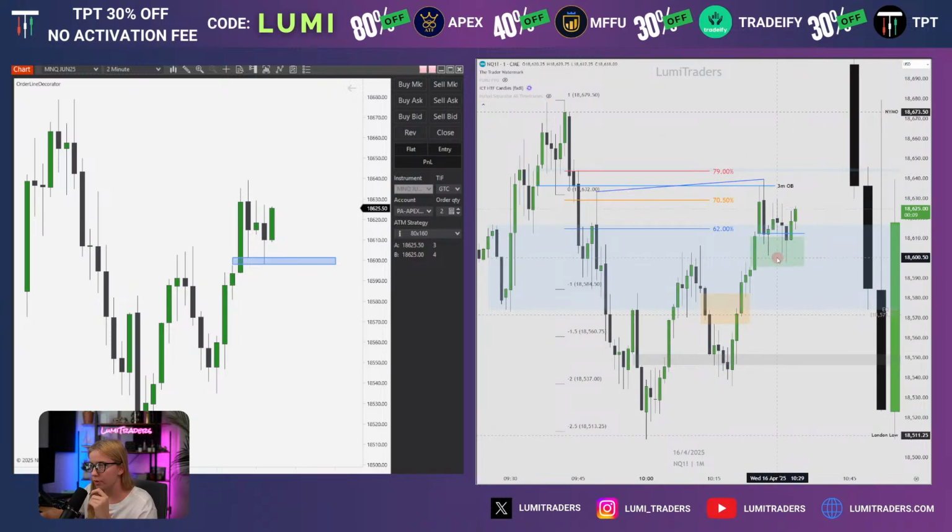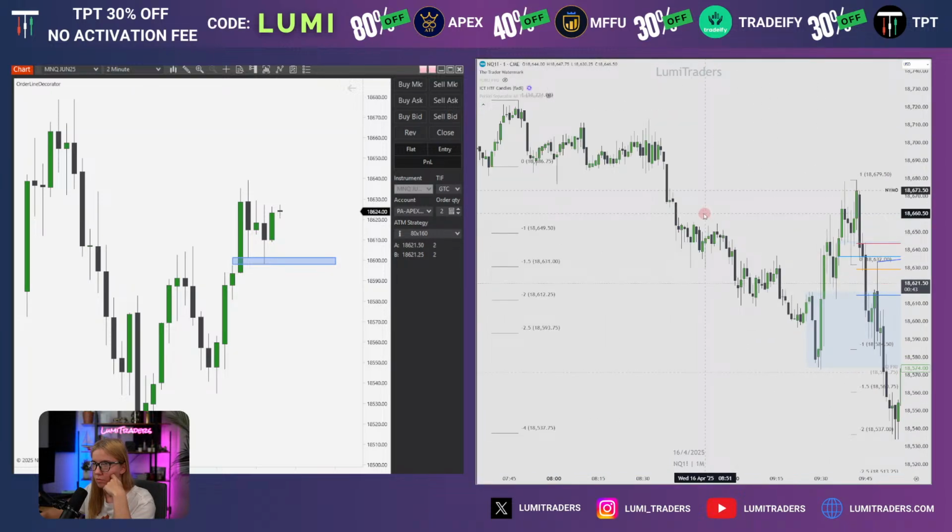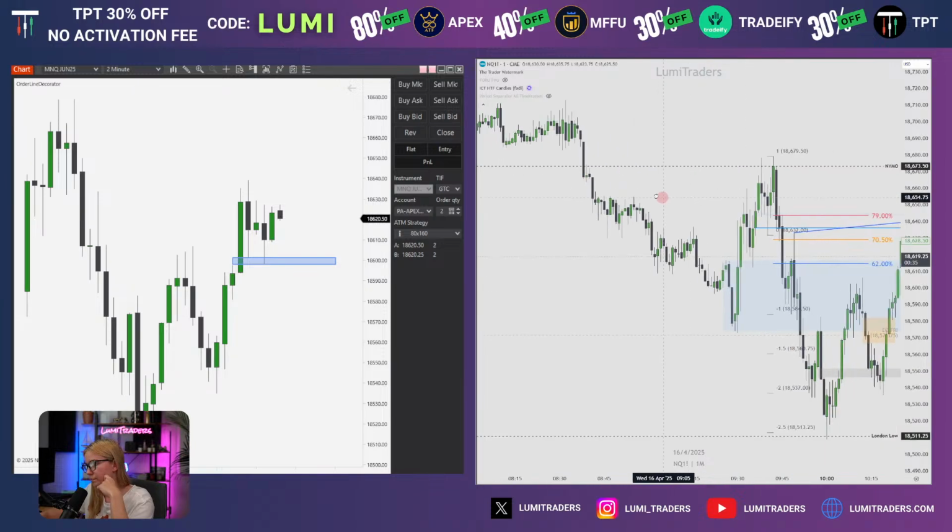Okay, still trying to respect fair value gap right here, and we got minor SMT, lots of different SMTs. Almost every single SMT failed today. 15-minute chart doesn't want to provide a 15-minute order block yet. Bullish order block. Oh, I shorted from here. Yeah, somewhere from here.